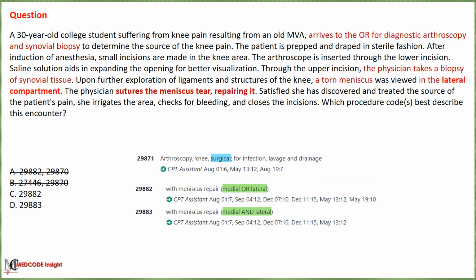As the meniscus repair was done only in the lateral compartment, we will also eliminate option D with code 29,883, which is used for knee surgical arthroscopy with meniscus repair done in both medial and lateral compartment. So our correct option is option C with code 29,882 used for surgical arthroscopy of the knee with meniscus repair done in medial or lateral compartment.